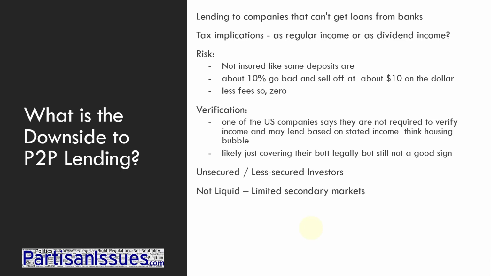Another big item is that they're not liquid. What that means, liquidity means how difficult is it to change your investment back into cash. And in many places, there are very limited secondary markets to sell these things. So you'll likely have to wait the 3 to 5 years for the loans that you make to pay out. You will not likely be able to go to a secondary market and see if somebody wants to buy them. Now, in Canada, for instance, right now, there is no secondary market at all.